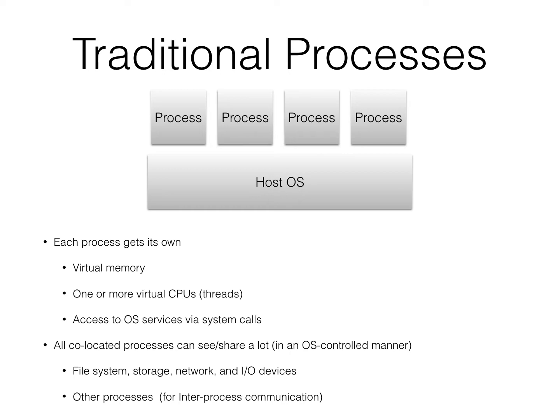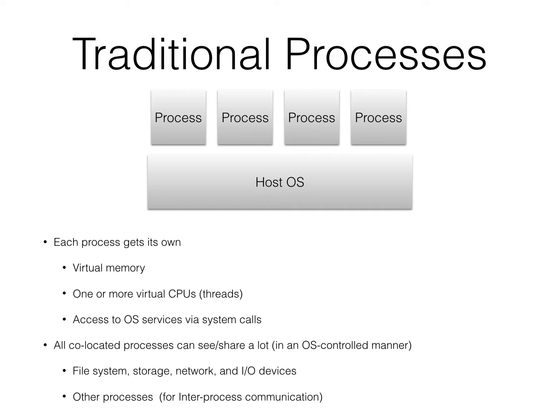Traditional processes get their own virtual memory. Every process, if it is single threaded, would think that it has its own virtual CPU. If it is multi-threaded, then it thinks it has many virtual CPUs. And then they access privileged services through system calls. So they make system calls to the operating system. The operating system itself is shared across these many processes, and then the OS executes those system calls on behalf of the processes.